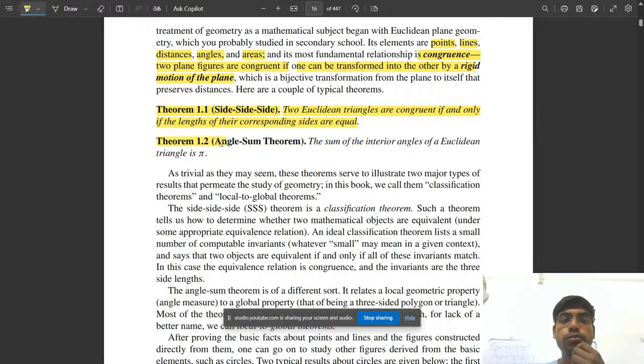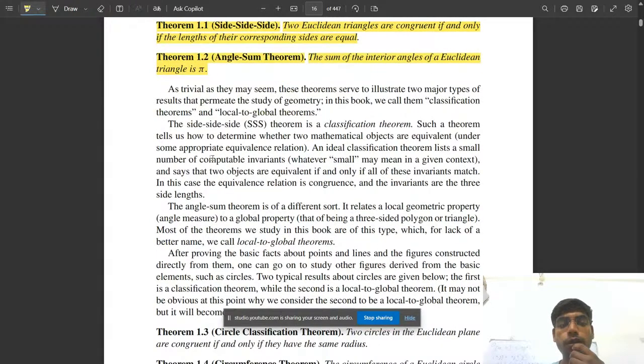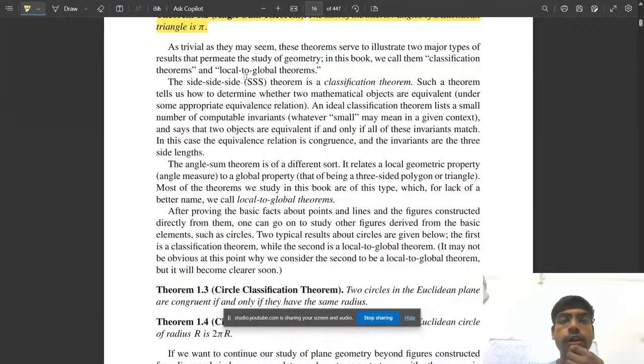And Theorem 1.2 is the angle sum theorem. The sum of the angles of a Euclidean triangle is pi, right? Basically the sum of all three angles of a triangle is 180 degrees. As trivial as they may seem, these theorems serve to illustrate two major types of results that permit the study of geometry. In this book, we call them classification theorems and local-to-global theorems. The side-side-side (SSS) theorem is a classification theorem.